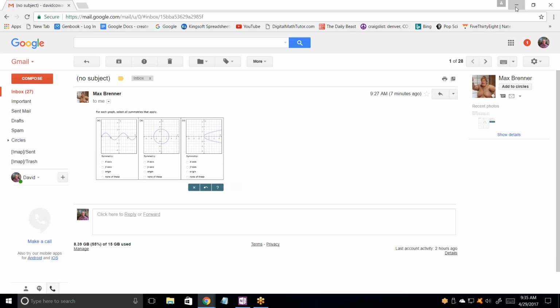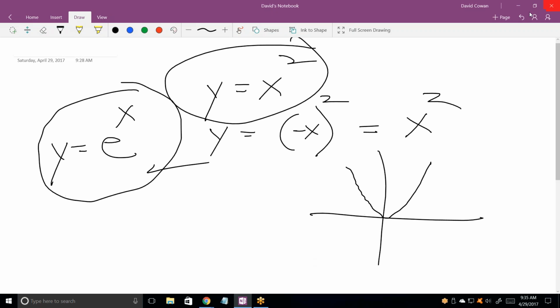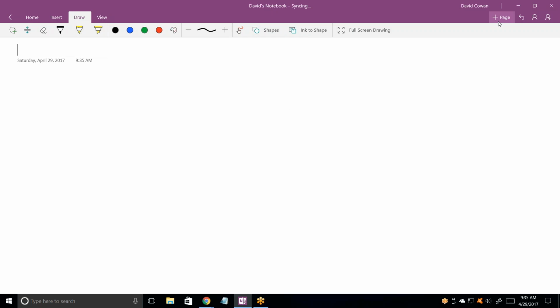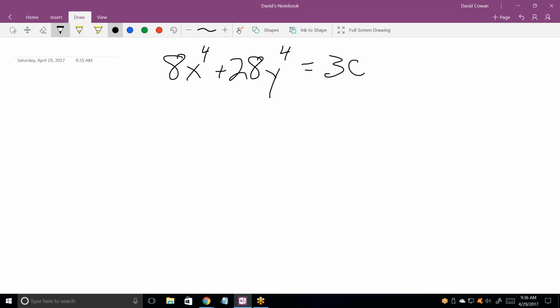Okay. Bring up. So it's telling me for each equation, determine whether the graph is symmetric with respect to the x-axis, y-axis, or the point of origin. Okay. And the equation is 8x to the fourth plus 28y to the fourth equals 30. That's the first one. I know there's some way by looking at the leading coefficient and the roots that you can determine it, but I don't know what it is.